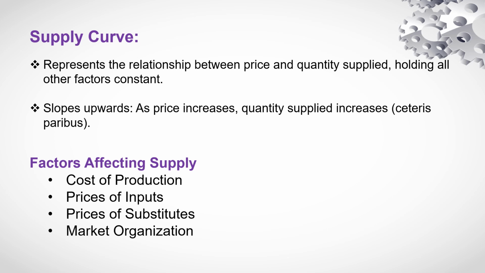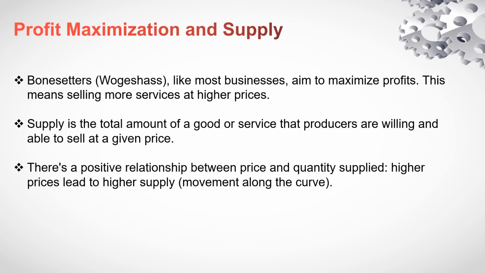The supply curve represents the relationship between price and quantity supplied, holding all other factors equal or constant, and slopes upwards. As price increases, quantity supplied increases. Factors affecting supply are cost of production, prices of inputs, prices of substitutes, and market organization. Profit maximization and supply: bone setters, like most businesses, aim to maximize profit. This means selling more services at higher prices.